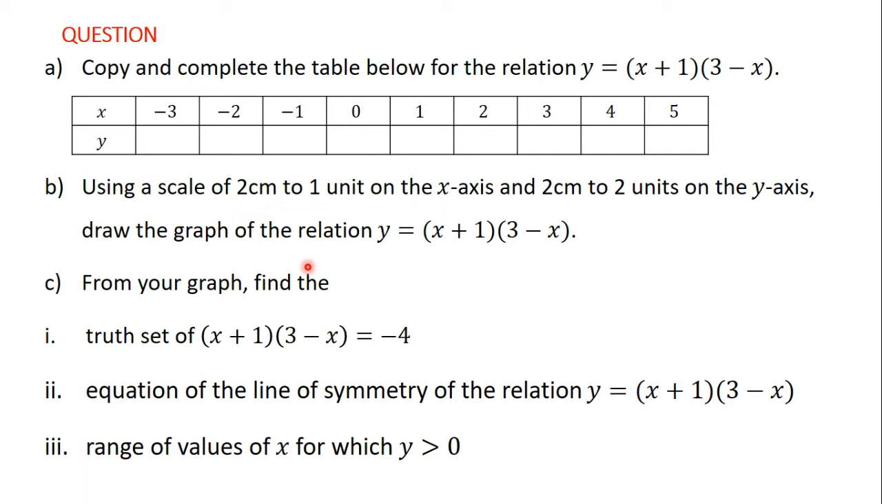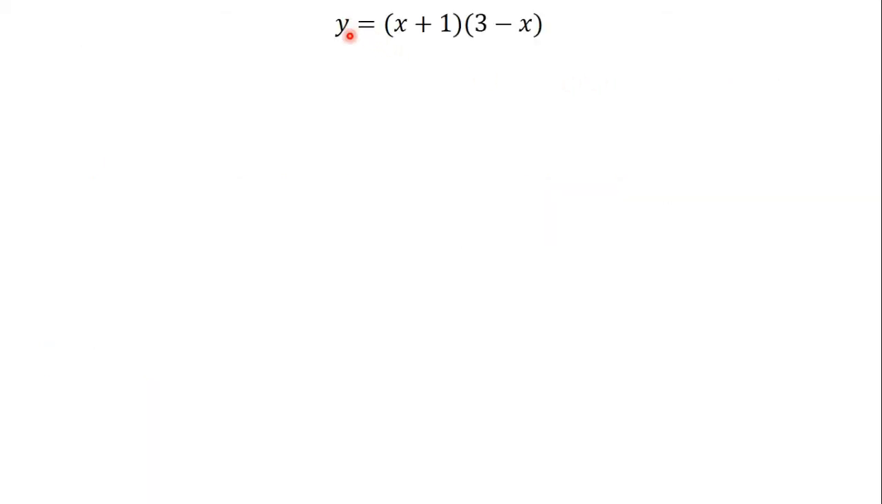So let's begin with the first part. Copy and complete the table below for the relation y = (x + 1)(3 - x). This means that we are going to substitute each one of these x values into this relation to get its corresponding y value. The relation is y = (x + 1)(3 - x).